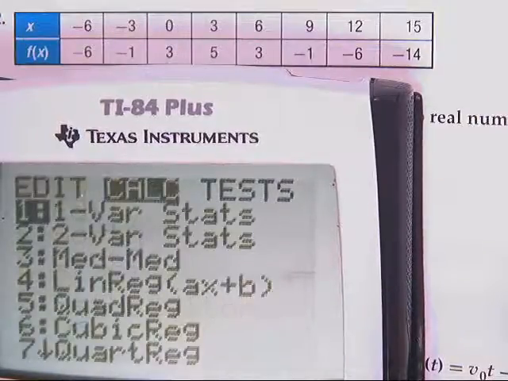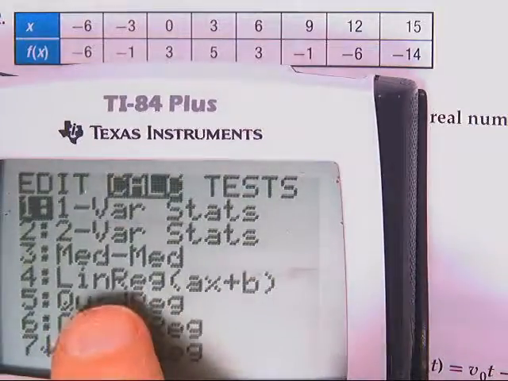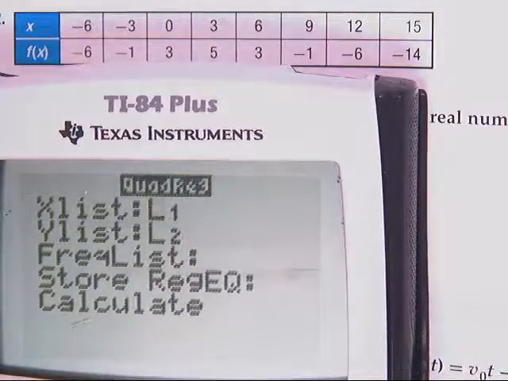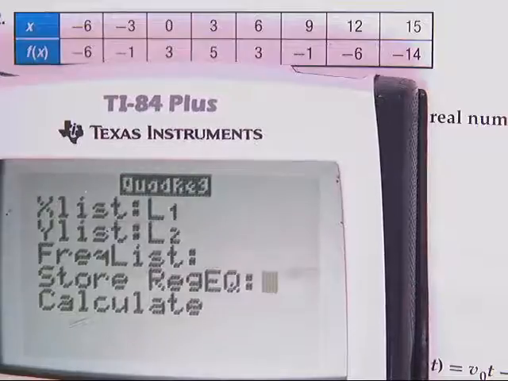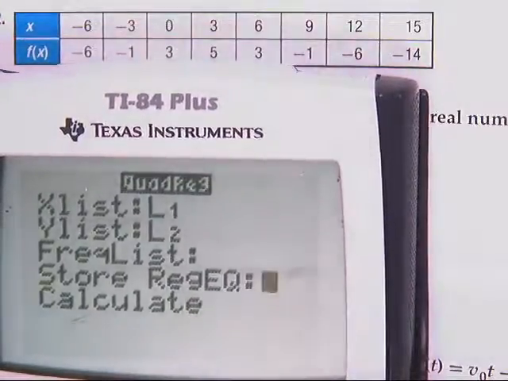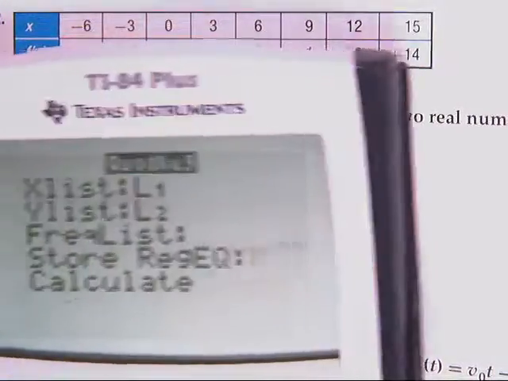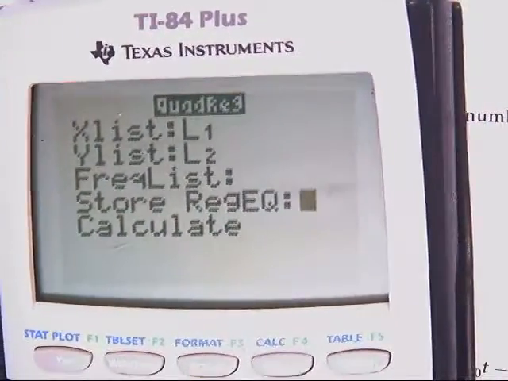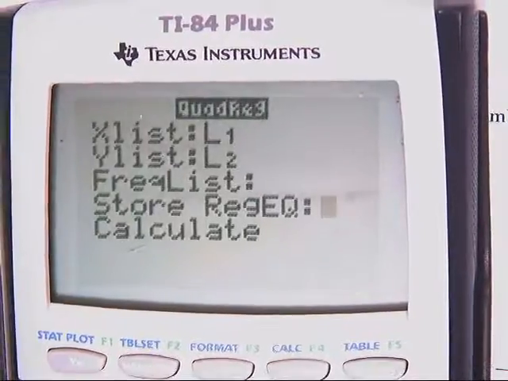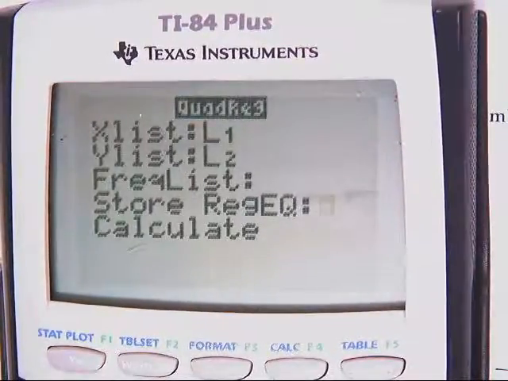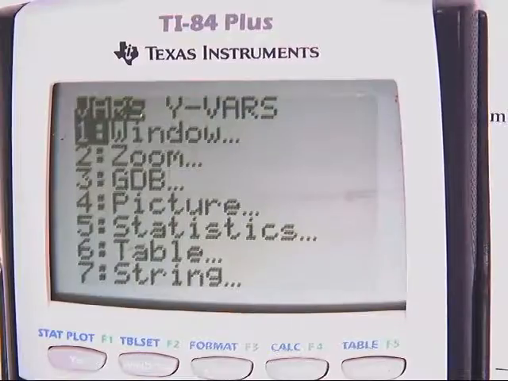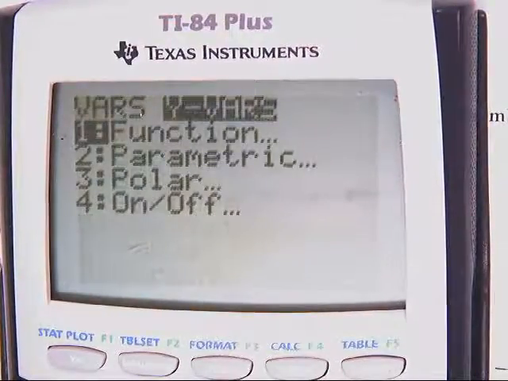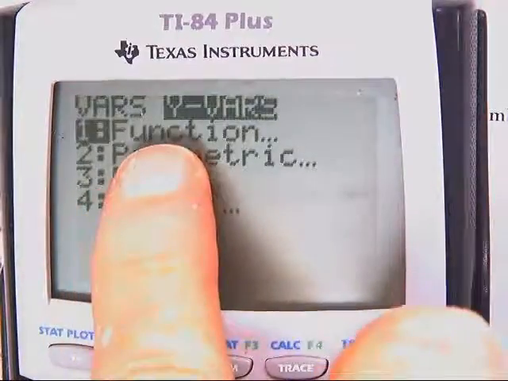Then go to Stat Calc, and 5 is quadratic regression, so push the number 5. And then come right down here to where it says Store Regression Equation, because the calculator is going to find about a dozen decimal places. And I want to tell the calculator to put this in Y1 for me. So we've got to push the Vars button, Y Vars, and then number 1 is the function.